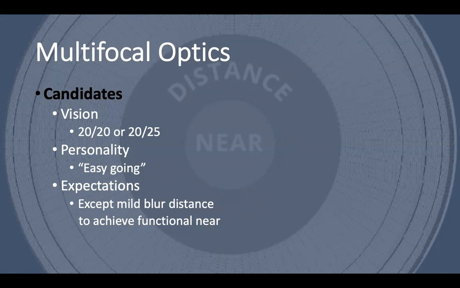And lastly, they should have realistic expectations. They should be able to accept mild blur at distance in order to achieve functional near. Y otra de las cualidades que debemos buscar en nuestros pacientes es aquel que tenga expectativas reales y que sepan que van a tener una visión más o menos de distancia para poder alcanzar esa visión cercana de calidad.